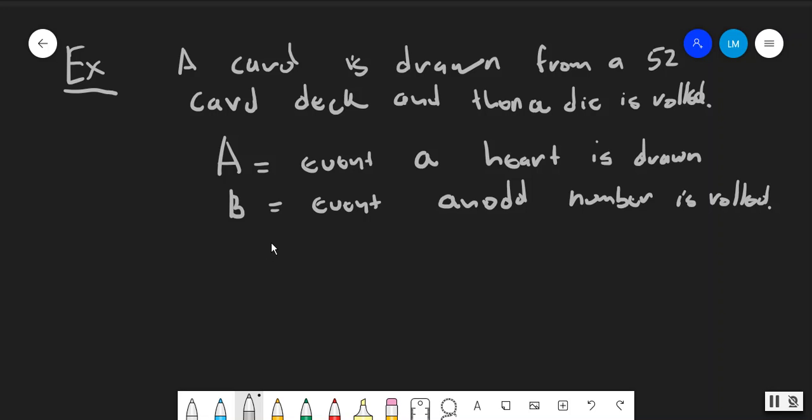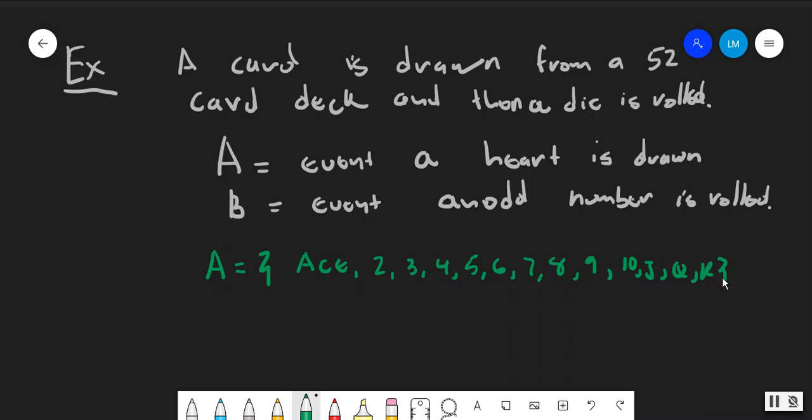Now it would take a lot to outline the event that a heart is drawn, because event A would basically be where you list out every single heart. So you would have your ace, the 2, the 3, the 4, the 5, the 6, the 7, the 8, the 9, the 10, and then of course the jack, the queen, and the king. The assumption is that all of these are hearts.